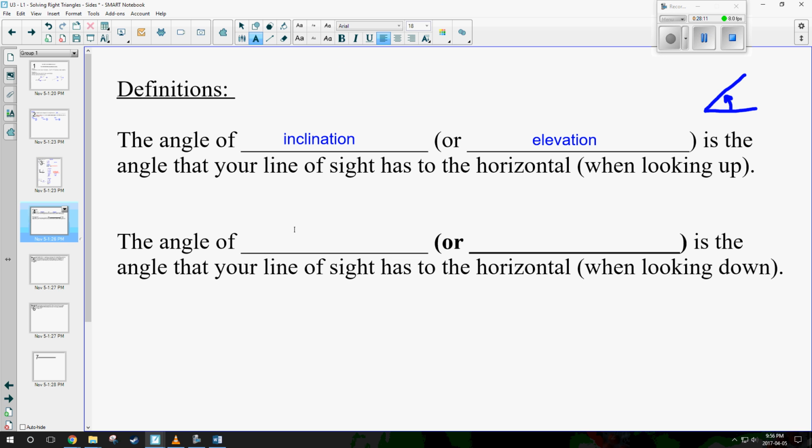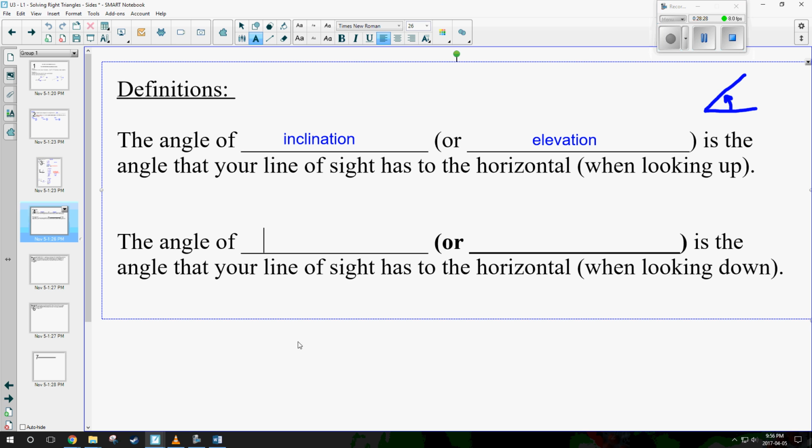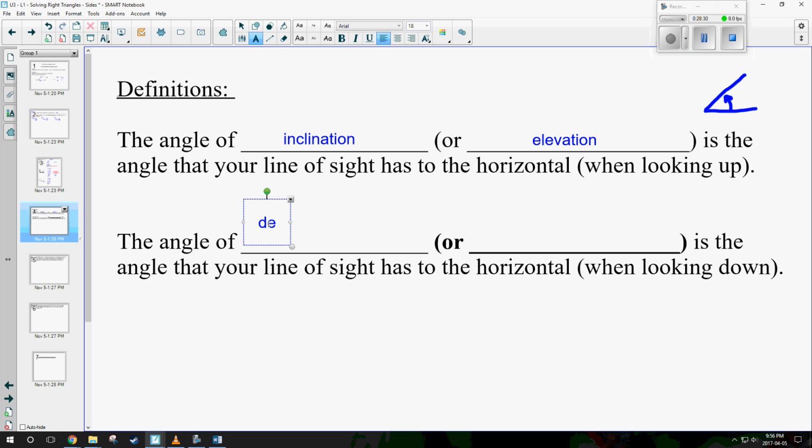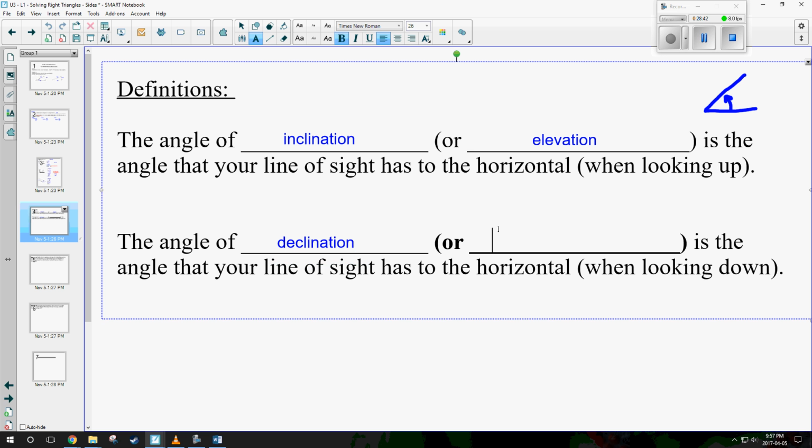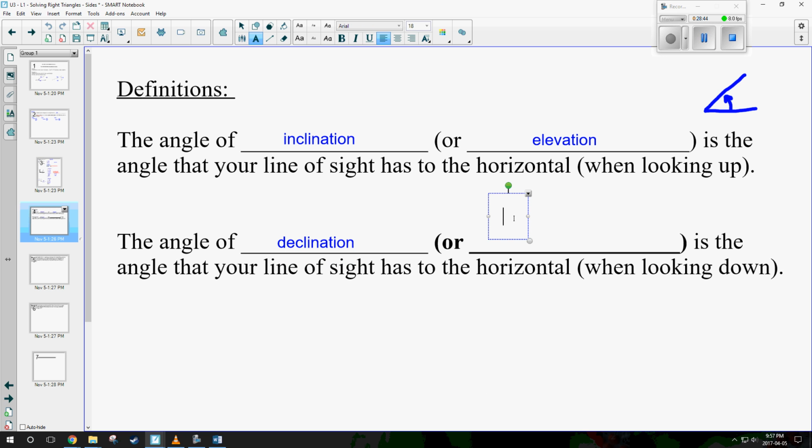The other type of angle that we have is an angle from your line of sight. Again, that's horizontal, but this time that's when you're looking down. So from the horizontal looking down. And this angle is called the angle of, sorry, just going to make sure that I spell this correctly. So we have the angle of declination, or it could also be called the angle of depression.